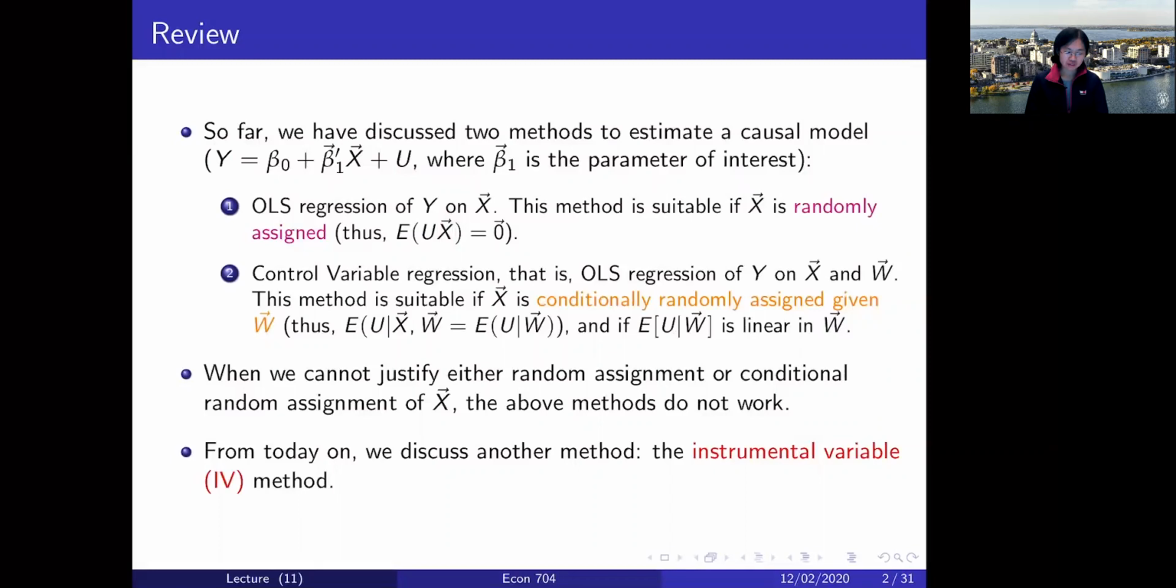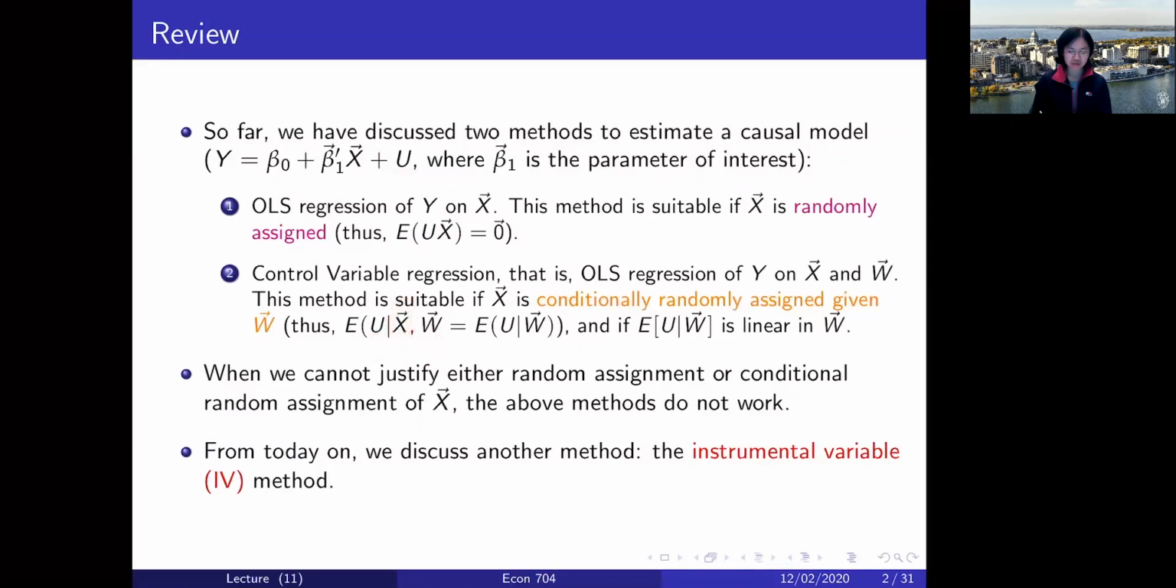But more often, we are able to justify conditional random assignment of the causal variables x given a vector of control variables. So this is the form of the conditional random assignment assumption that we give. If this conditional random assignment assumption is satisfied, that is, given W, x is no longer relevant for u. Given W, x is randomly assigned.